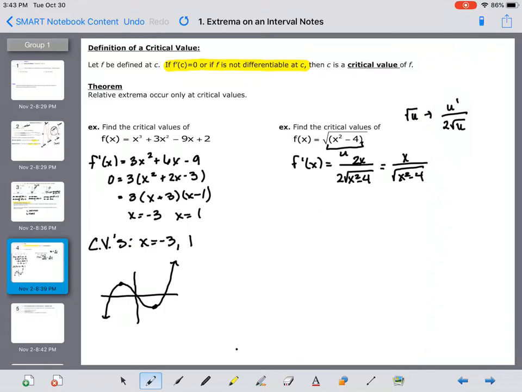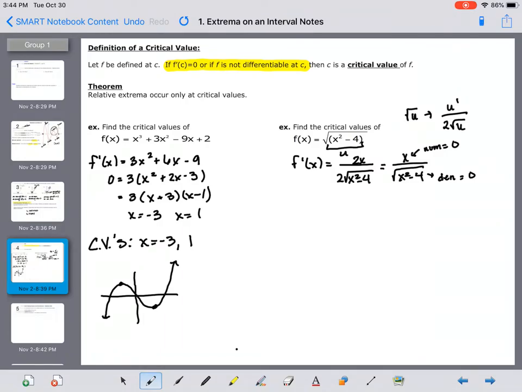Okay. So this one's a little bit different because we're dealing with a rational expression. So for equaling 0, remember we take our numerator, equals 0. Okay, and for undefined, our denominator equals 0. Because critical values are not only where our derivative is equal to 0, but where it's also not defined, or not differentiable.